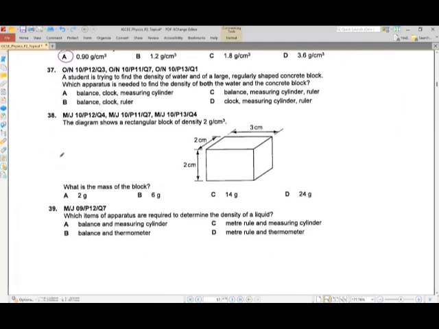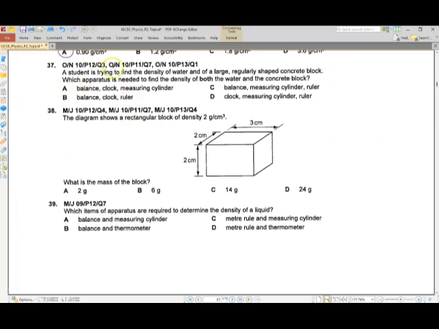Okay, moving on. Question number 37. A student is trying to find the density of water and a large regularly shaped concrete block. Which apparatus is needed to find the density of both water and concrete block? For density you need mass and volume. For measuring mass you will need a balance. For measuring the volume of the water, you will need a measuring cylinder. And for measuring the volume of a concrete block, either you are going to put it in the cylinder with water, or you may need a ruler for that.